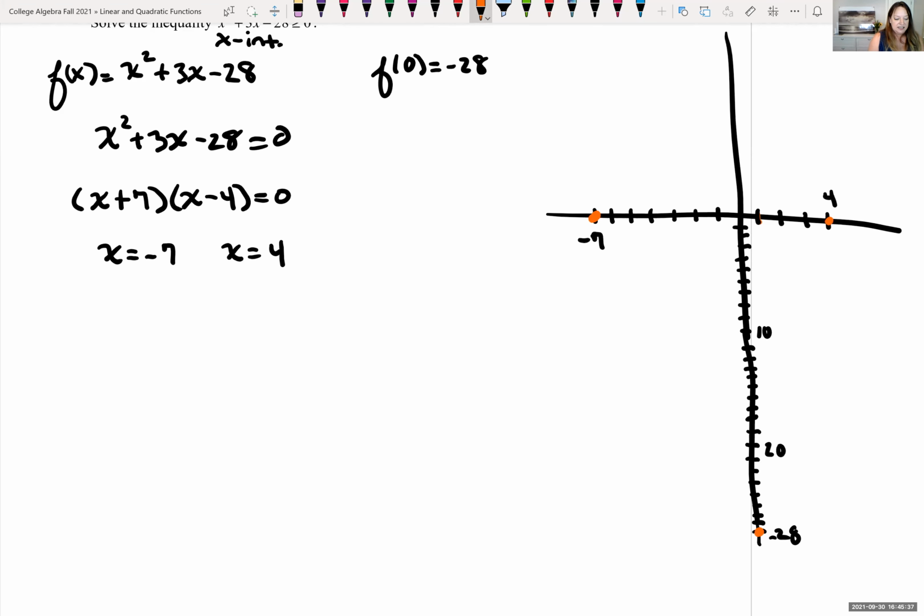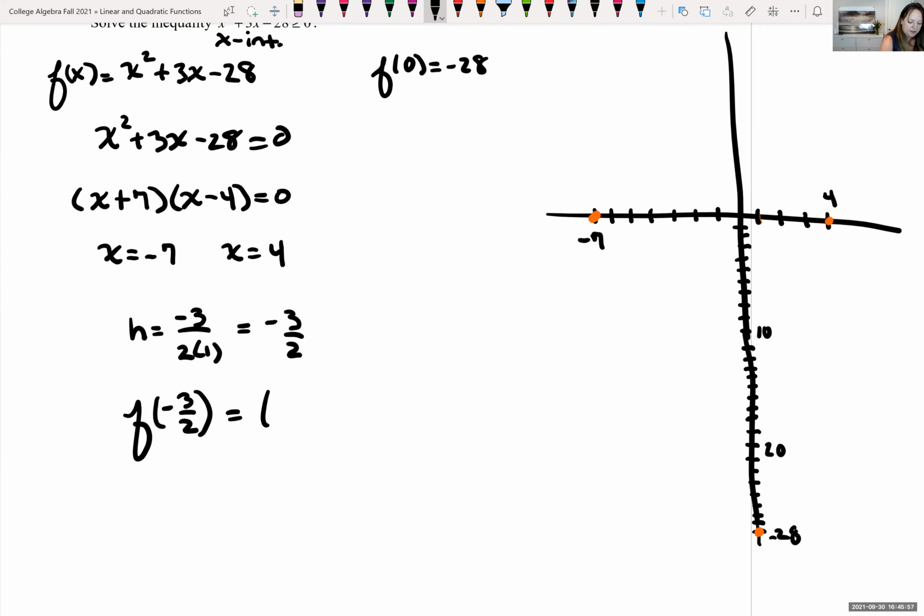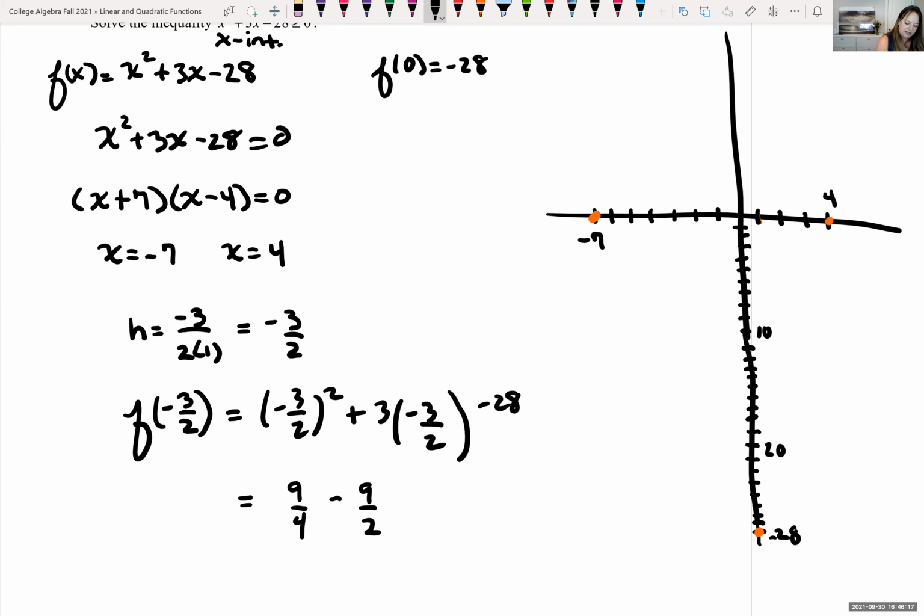And I need my vertex. I can use my vertex formula, or I can complete the square. Let's use our vertex formula. So h is negative b, so -3 all over 2 times a, which is 1. So this gives me -3/2. I need to look at what f of -3/2 is. So -3/2 quantity squared plus 3 times -3/2 minus 28. So -3/2 times -3/2 is 9/4, minus 3 times 3, so minus 9/2, minus 28.